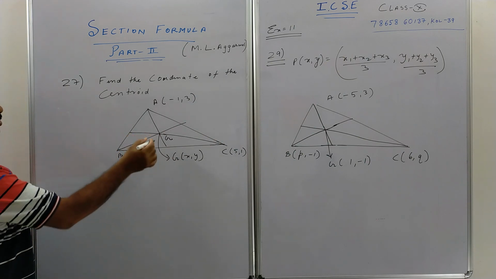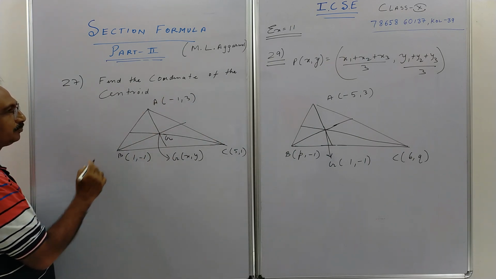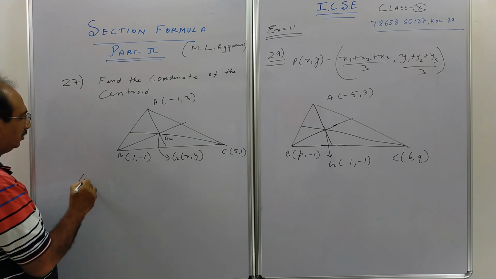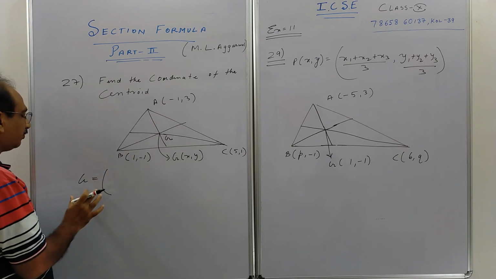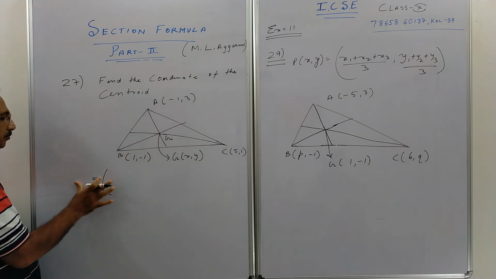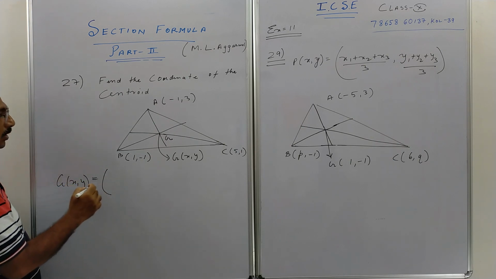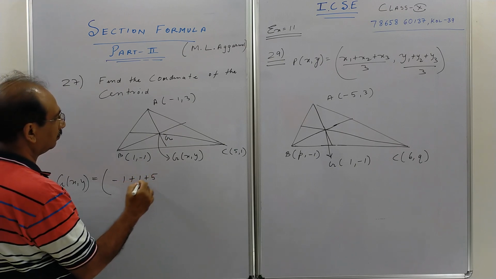Let us start. So what is the centroid, children? See, as I have written the formula, P I have written, you can take G also. G is (x, y) I can write, because always a coordinate is of 2 points, minus 1 plus 1 plus 5.